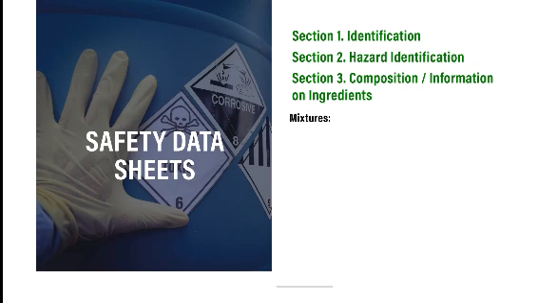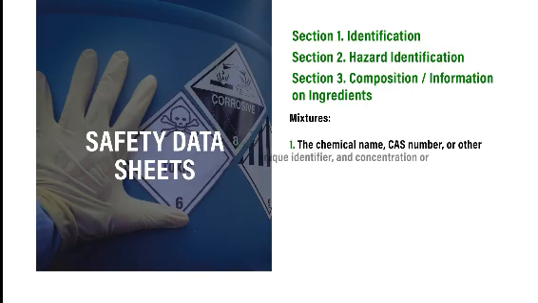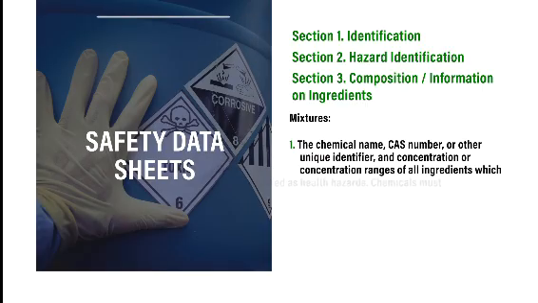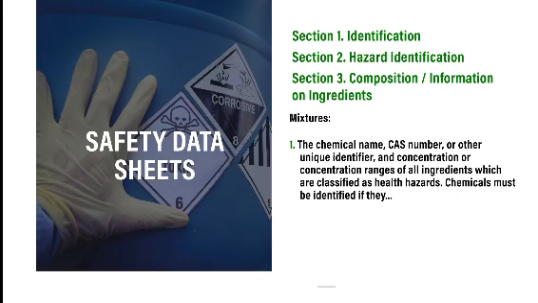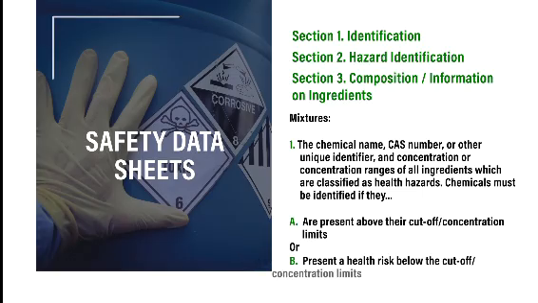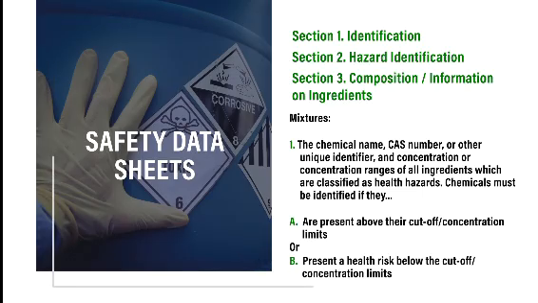Mixtures. The chemical name, CAS number, or other unique identifier, and concentration or concentration ranges of all ingredients which are classified as health hazards. Chemicals must be identified if they are present above their cutoff/concentration limits or present a health risk below the cutoff/concentration limits.